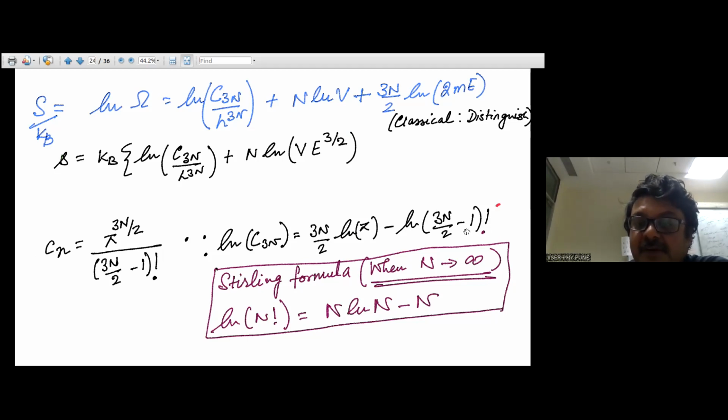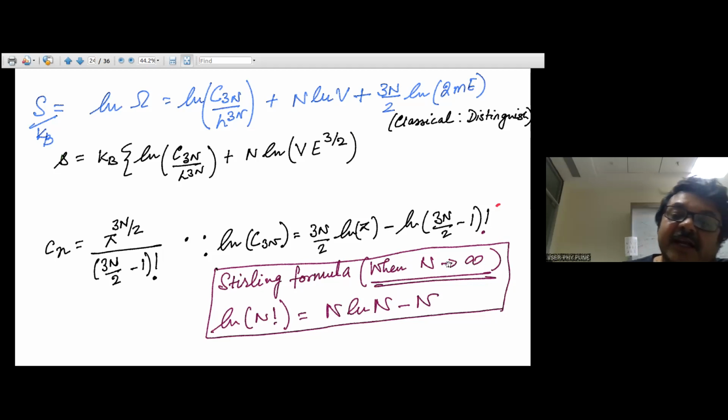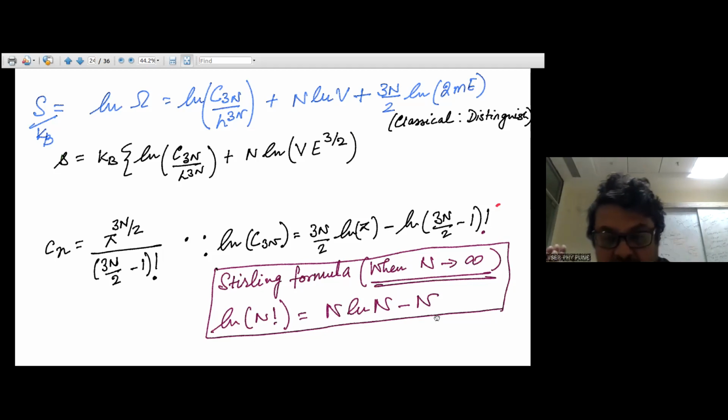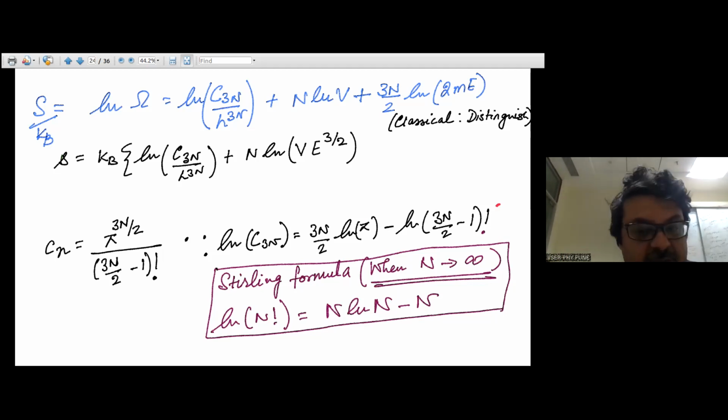Okay, and here we are going to use Stirling's approximation. Stirling's approximation says that when n tends to infinity, when n is very large, then ln n factorial can be written as n ln n minus n. I'm not going to prove it. It's proved in the appendix of many statistical physics books. But we are going to just use these mathematical results for the rest of the course, right?